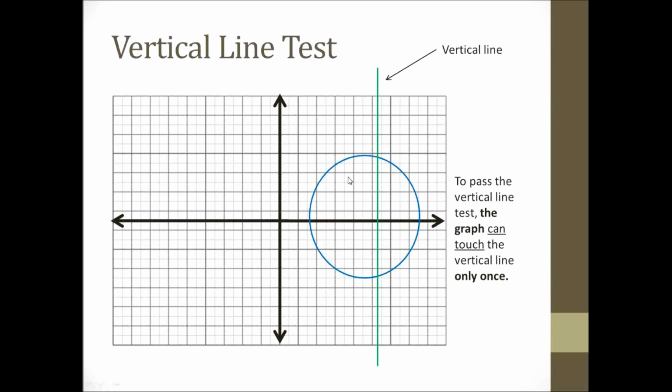Vertical line test. To test if something is a function using the vertical line test, pass the vertical line through the graph. If the graph touches that vertical line more than once, it's not a function. Remember, the boys were green, so this is an X value. Is this X value hitting the graph more than once? Yes, it hits it there, and it hits it there. So this is not a function. He's dating more than one lady.